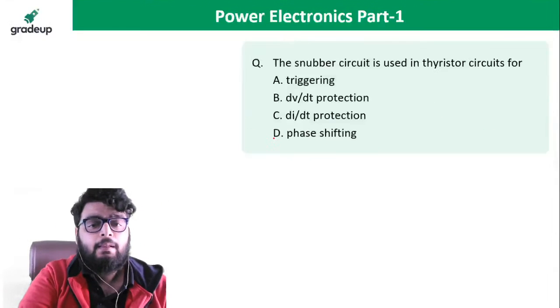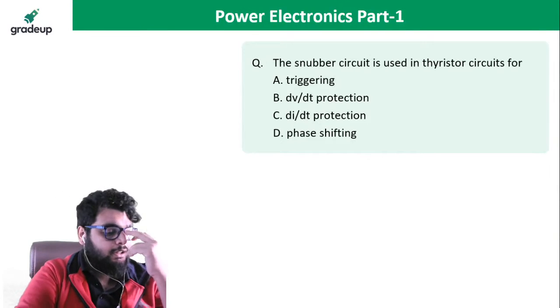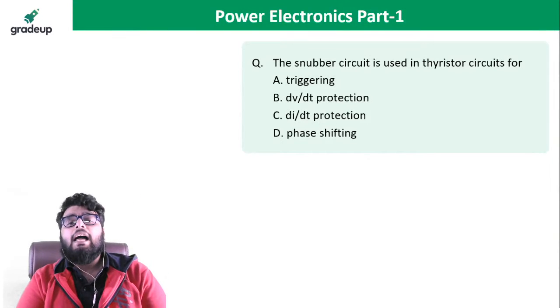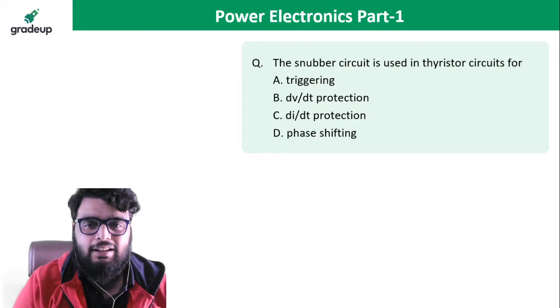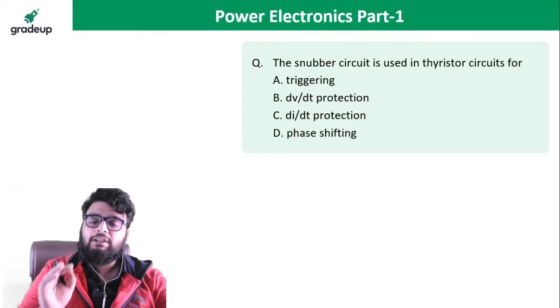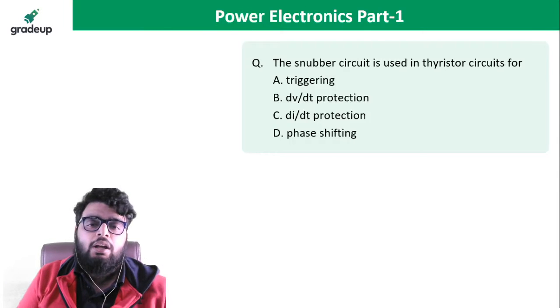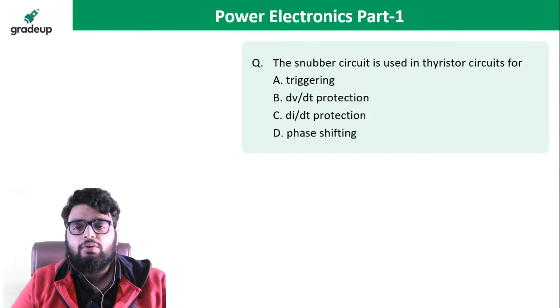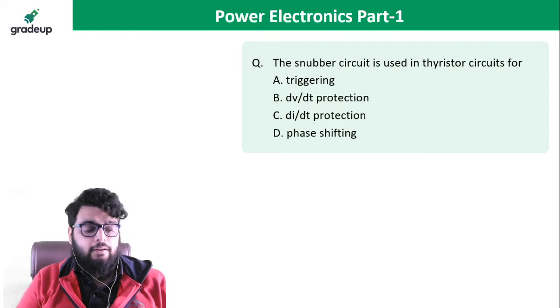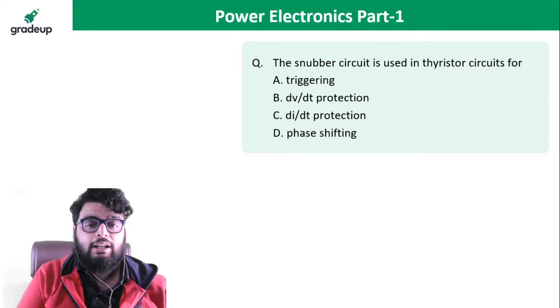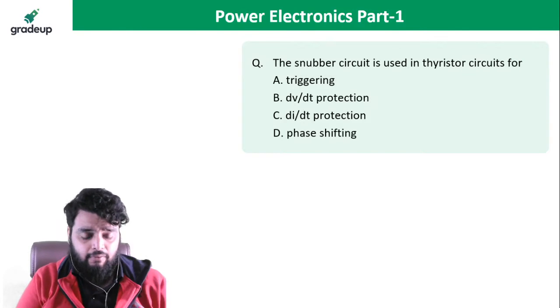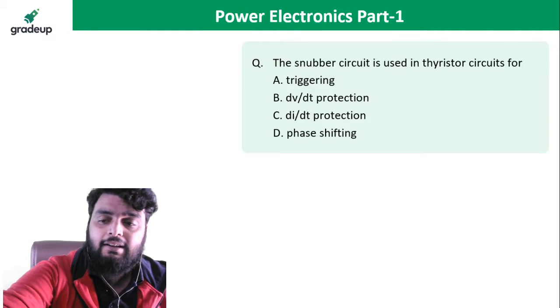Okay, so first question. Everyone try this question and give me the answer. We will start our today's class with an easy question, then we'll increase our level one by one. So the snubber circuit is used in a thyristor circuit for what? Why do we use the snubber circuit in thyristor circuits? Tell me why we use the snubber in case of a thyristor circuit.